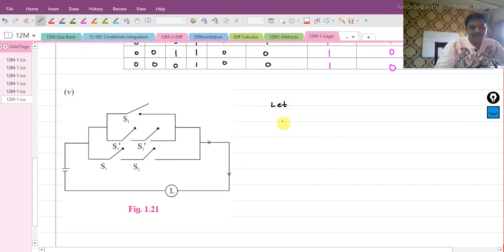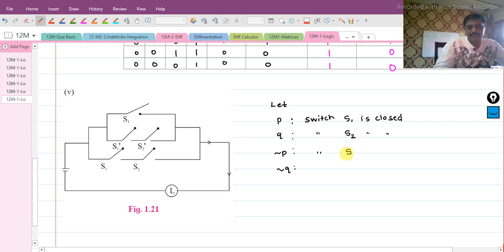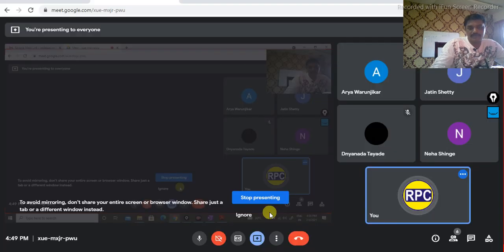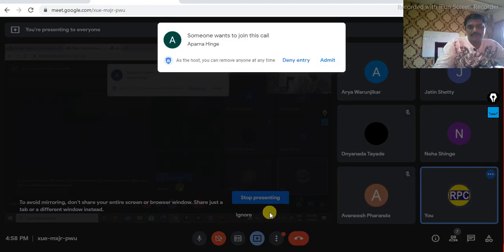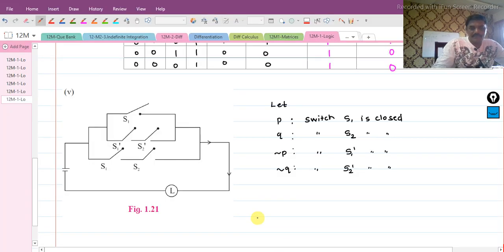Let S1 be P, S2 be Q, S1 dash and S2 dash negation P and negation Q. That's it. So I'll say switch S1 is closed, switch S2 is closed, switch S1 dash is closed, and switch S2 dash is closed. Alright, so let's get going now.